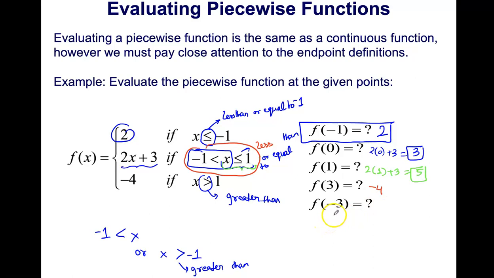Now f of -3, so let's see where -3 falls over here. Greater than 1, no, it does not fall there, because -3 is less than 1. What about this one? This is between -1 and 1. That's not the case. Less than or equal to -1. Yeah, so this is the one which we use. So your answer is 2 over here.